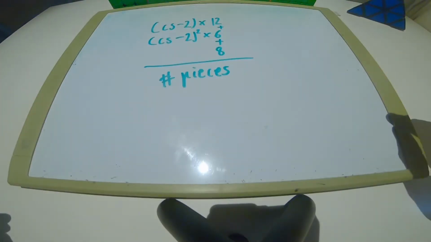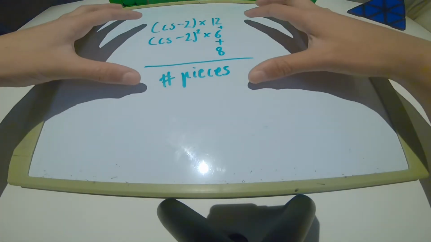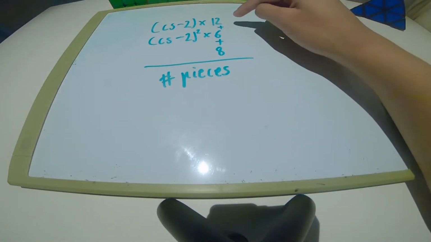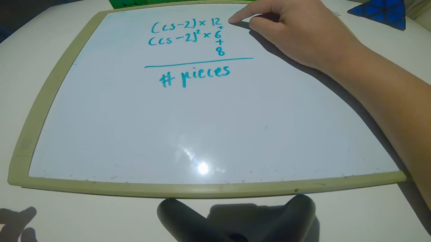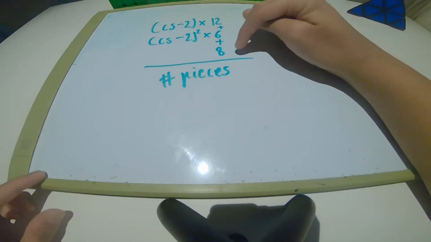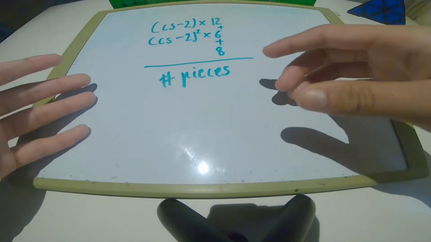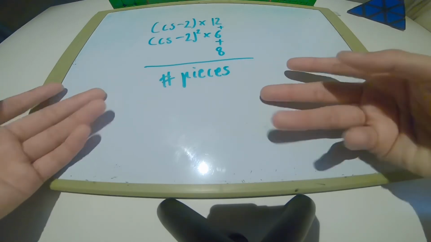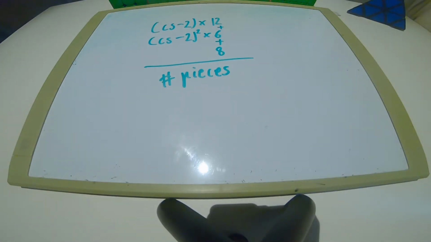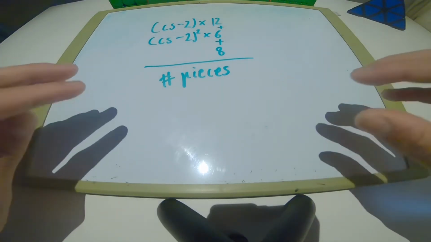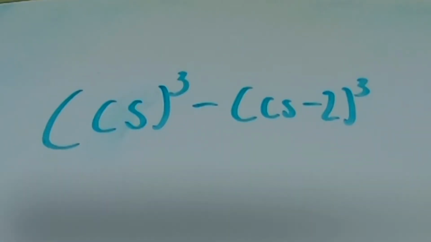Okay, so what we could do is just add all of these up. This is the formula for edges, this is the formula for centers, and this is the formula for corners. So if you add them all up, you get the number of pieces, and obviously subtract 6 for centers if you want to. But prepare for a plot twist. There's an even easier way to calculate all the pieces on a Rubik's Cube.